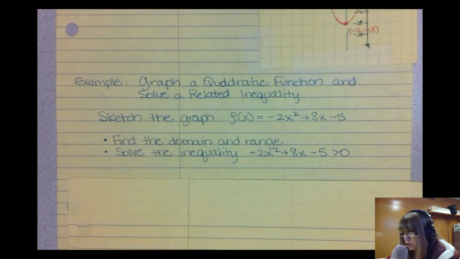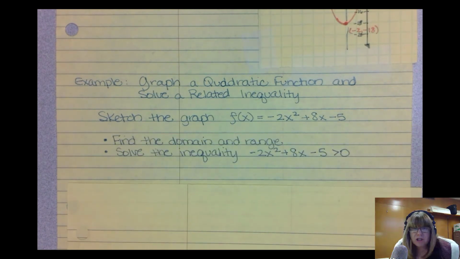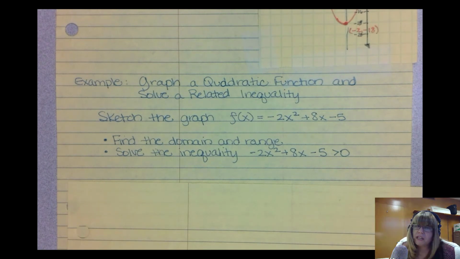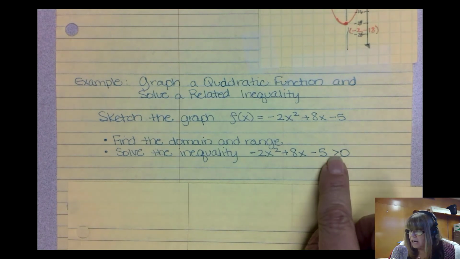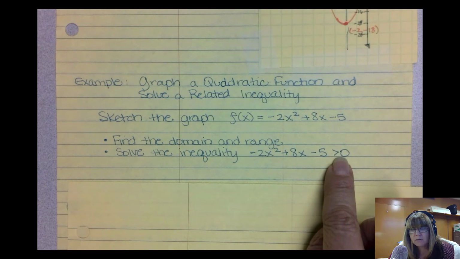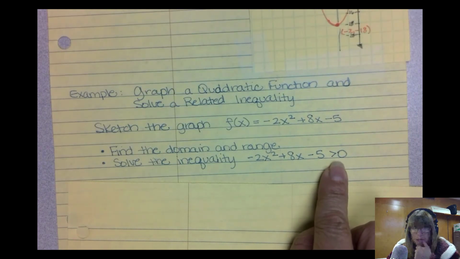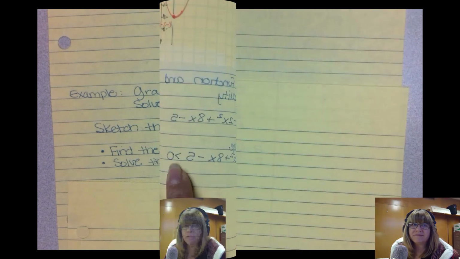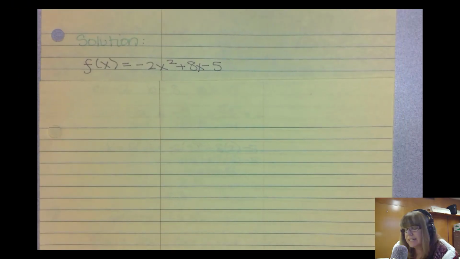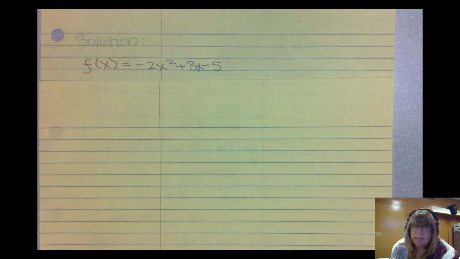And then we're going to determine the domain and range of our function and also solve the inequality where it's greater than 0. Okay, so our function is greater than 0. We're going to solve that inequality by actually graphing and looking at our graph. All right, so let's take a peek at our solution. f of x equals negative 2x squared plus 8x minus 5.